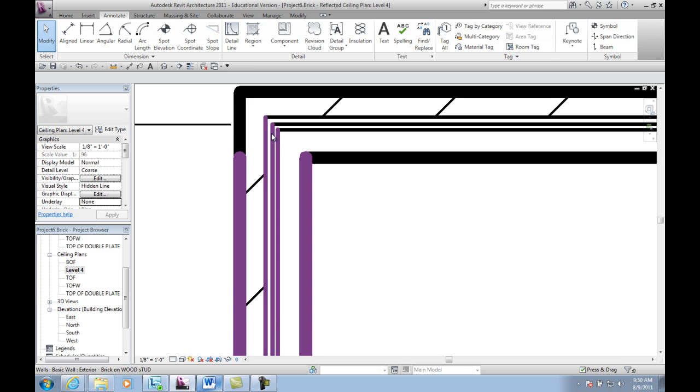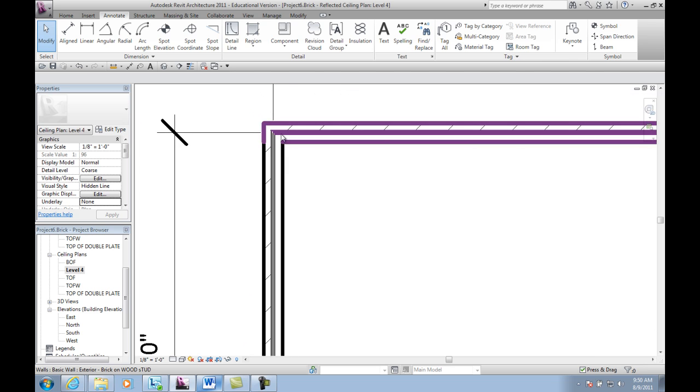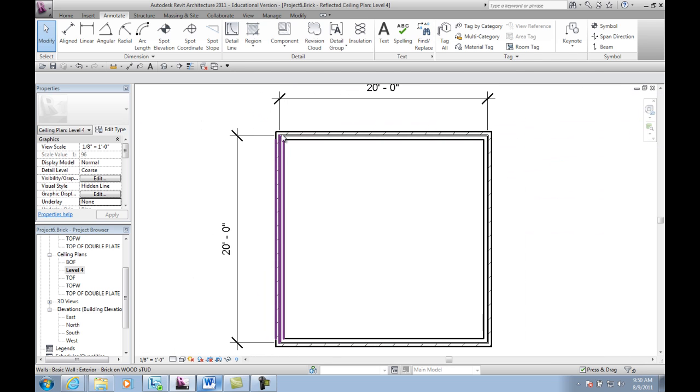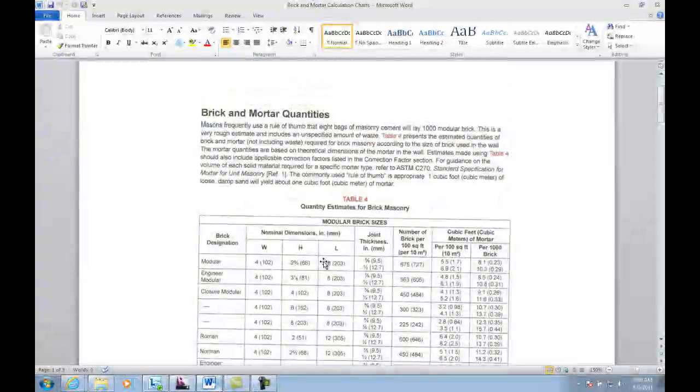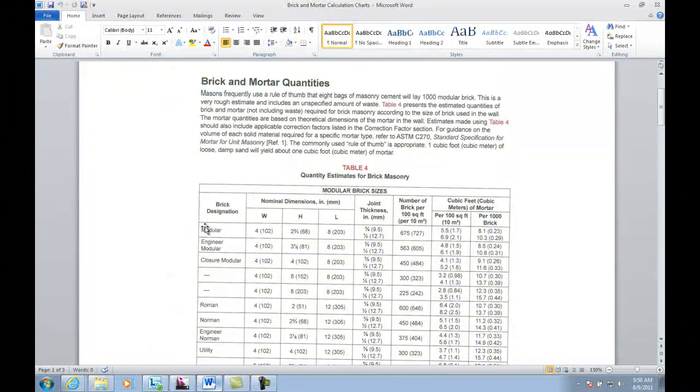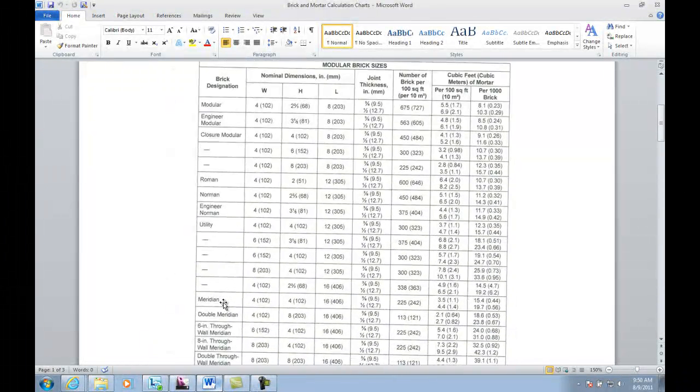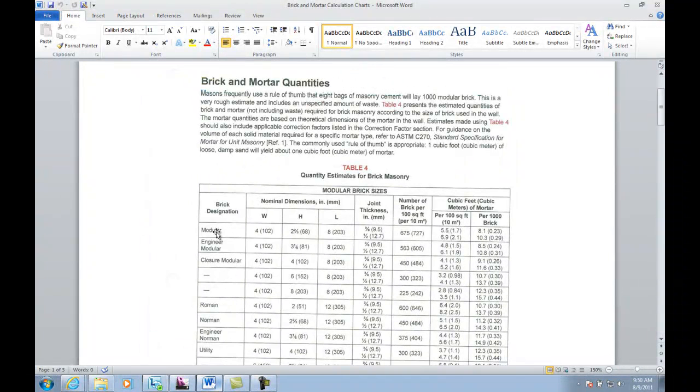Now we have to calculate up from this point to this point, and to do so we have to figure out what type of brick we are using. In this one we're using standard modular brick, just modular brick, and it is the most heavily used brick out there. If you open up your Word document, you have this chart, and you see modular brick. You have all kinds of brick as you look down through here, but modular brick is what we're using.